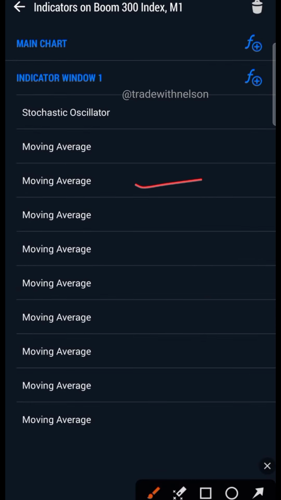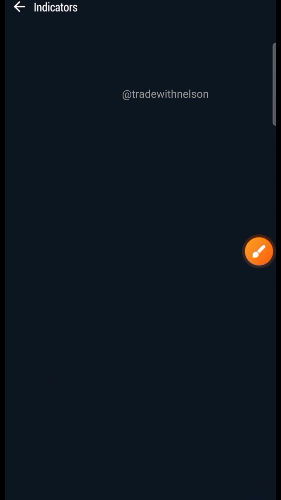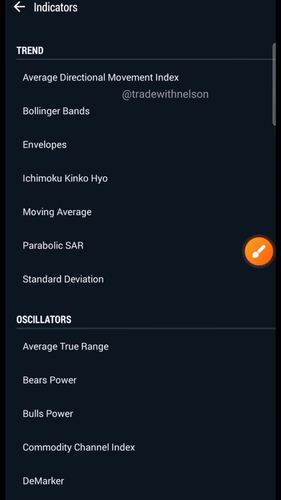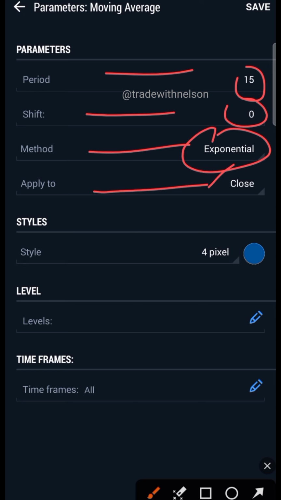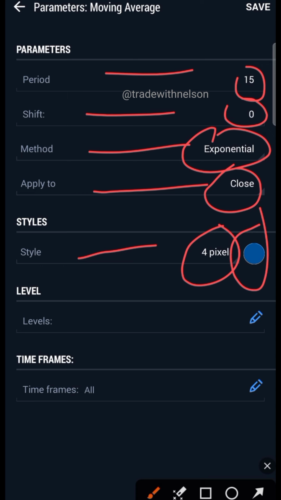To select the next indicator, which is also moving average, click on the F icon on indicators Windows 1, moving average. Make your period to be 15, shift to be 0, method to be exponential, apply to close, style to be 4 pixel, and select color of your choice, but here I'm using blue.